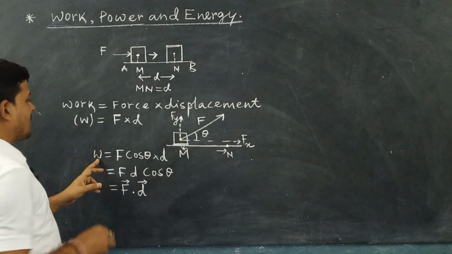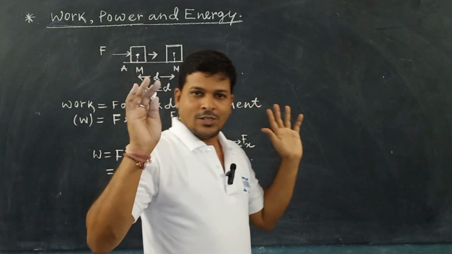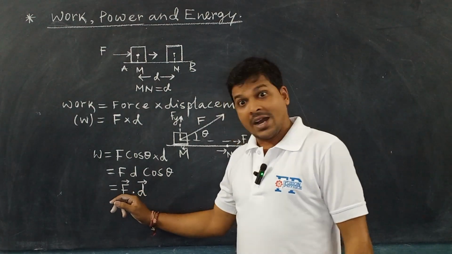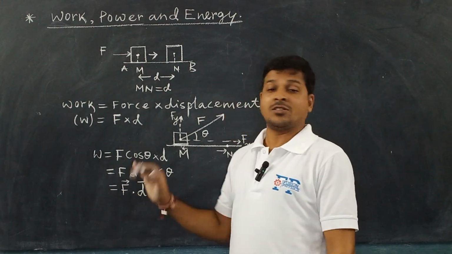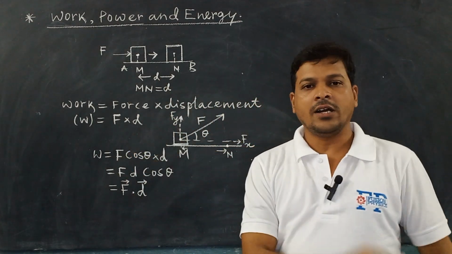Then the result, work done W, will be a scalar quantity. So W is the work done, which is a scalar quantity formed by the product of two vectors, force and displacement. Okay, this is the mathematical form of the work done.